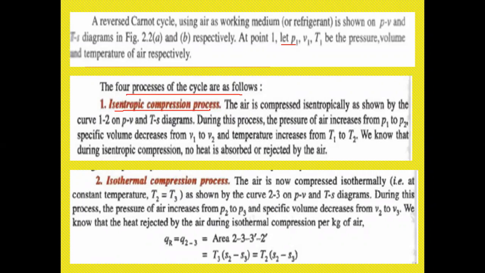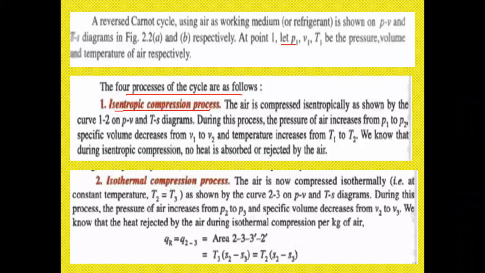So by drawing the figure, you can easily write what's happening in process 1, what's happening in process 2, like that, right? From P1 to P2 it is increased, and the volume from V1 to V2 is decreased, and the temperature also increases from T1 to T2. As the pressure increases, the temperature increases, but the volume decreases. That's happening in the isentropic compression process, where no heat is absorbed or rejected by the air.